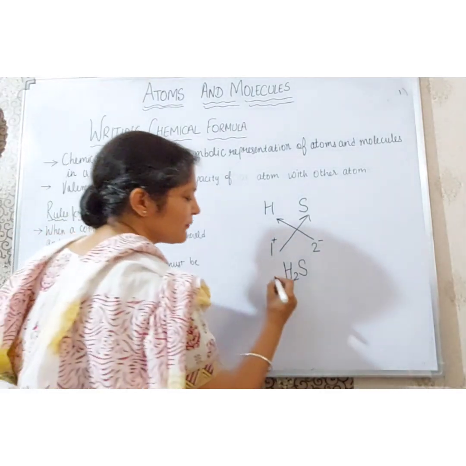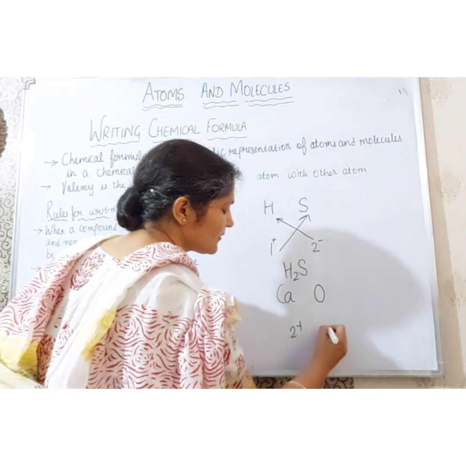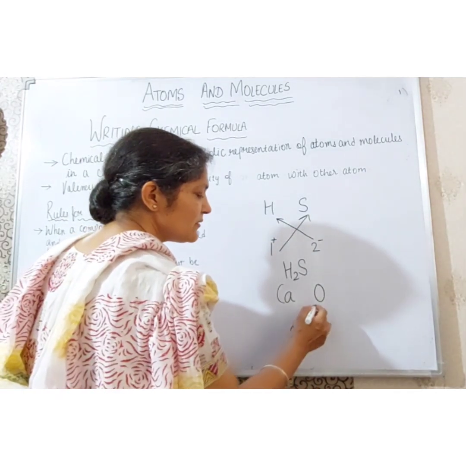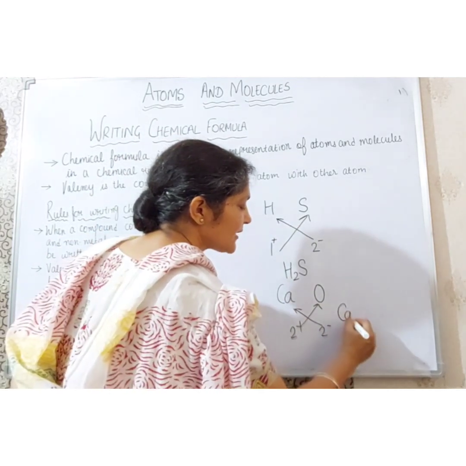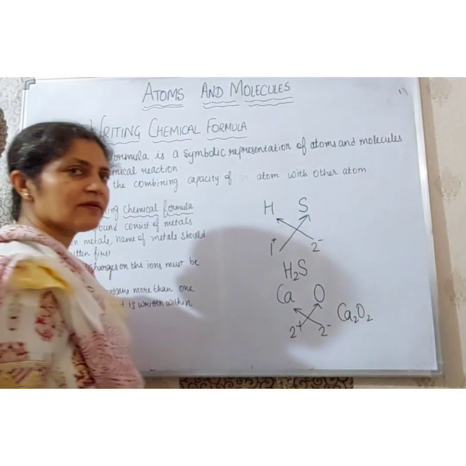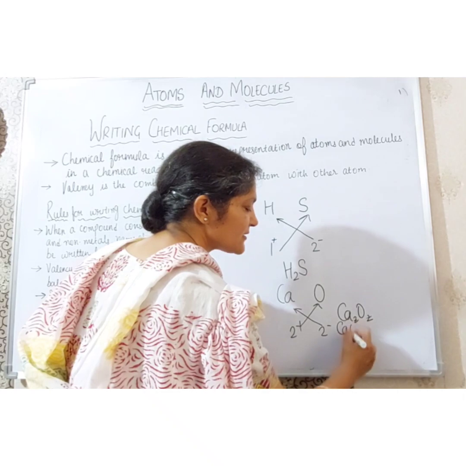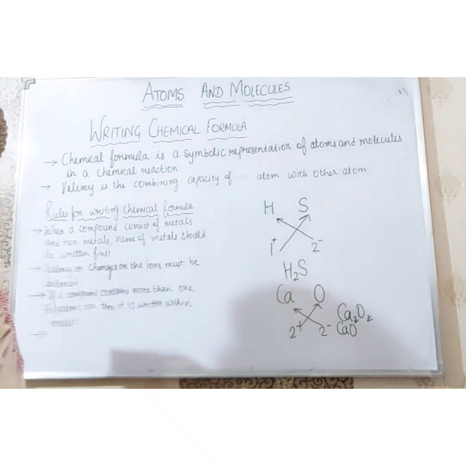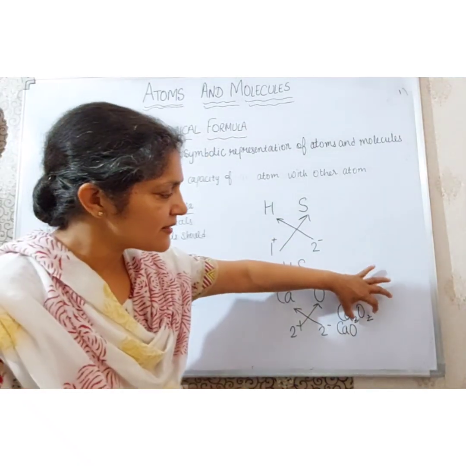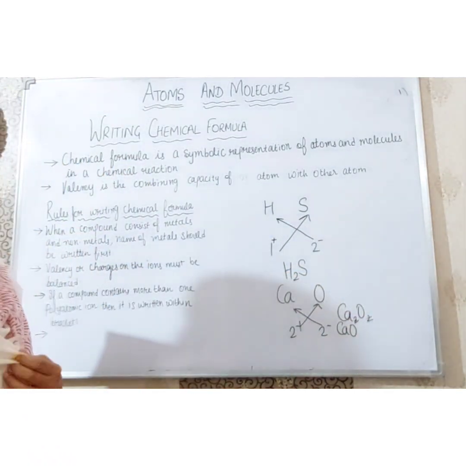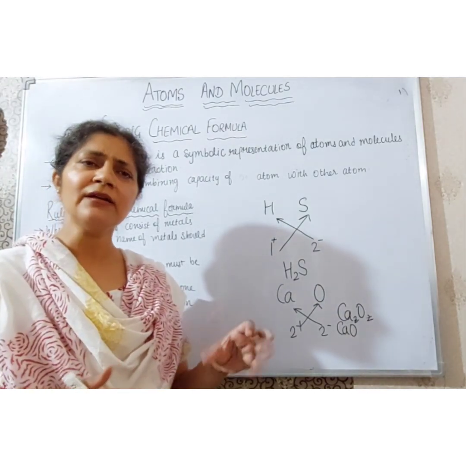Now, students, we have calcium, we have oxygen, both have valency 2. Now, students, when we write, see, we will not write this. These are valencies, so these will sum up. We will write calcium oxide. Right, students? Because they both have 2 valency each, they will sum up. We will write calcium oxide. So these are the ways in which you can write the chemical formulas.